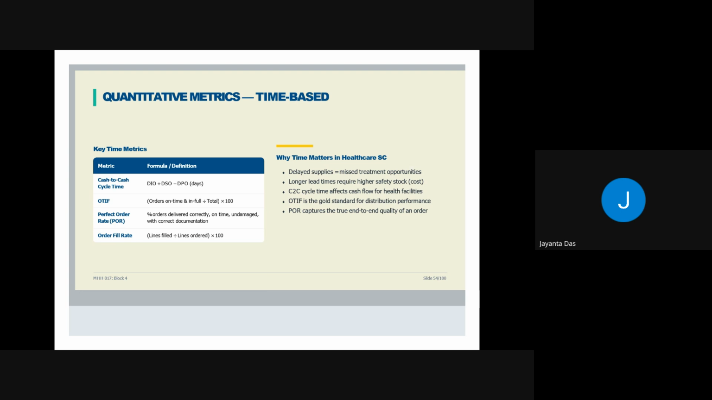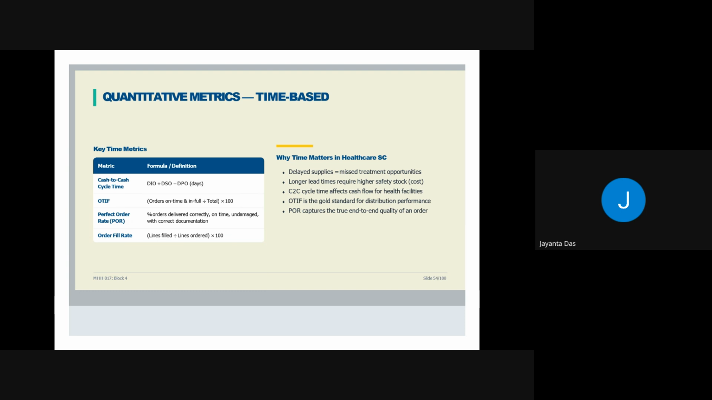These are the quantitative metrics, and these are the time based ones: cash to cash cycle time, OTIF, perfect order rates, order fill rate, that is lines filled divided by lines ordered times 100, that is the percentage it gives. So don't bother about this calculation, but know why these are important.